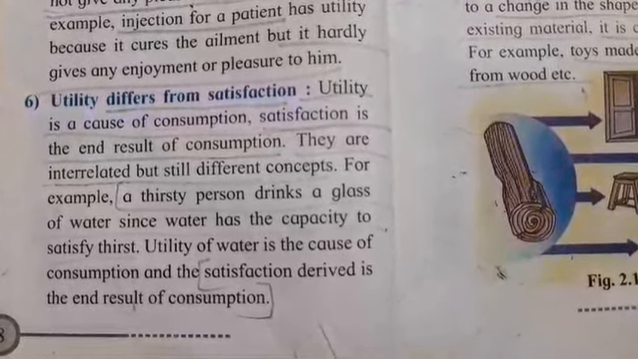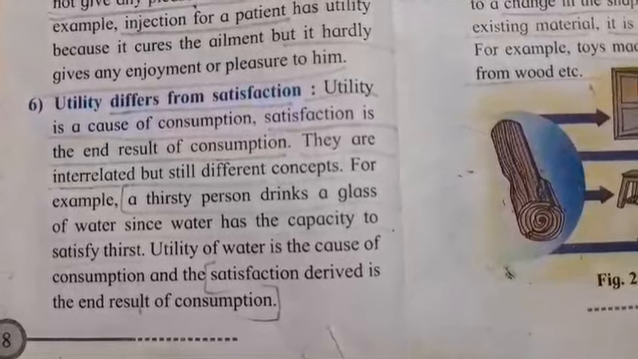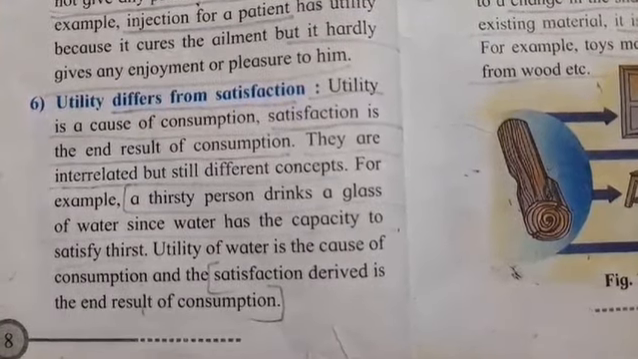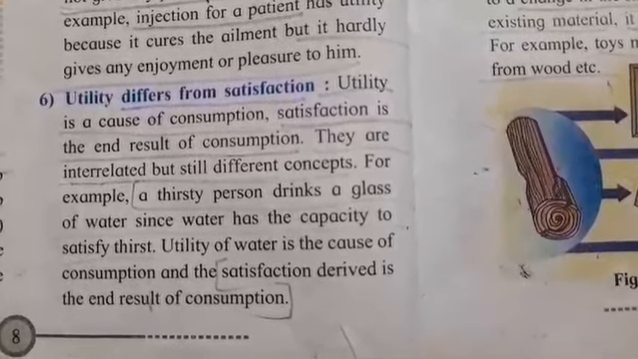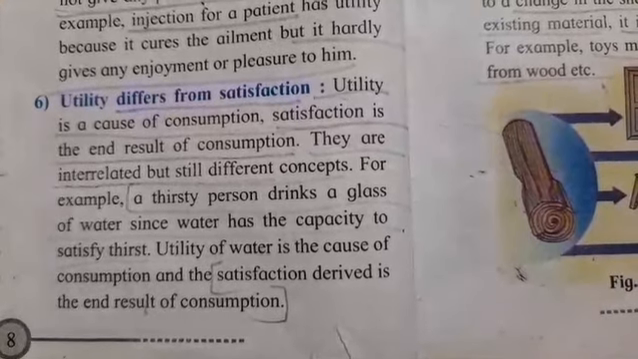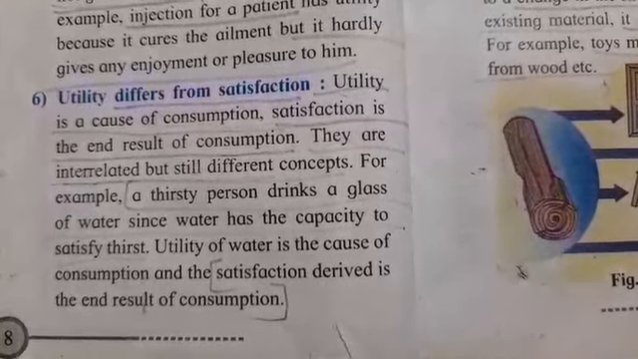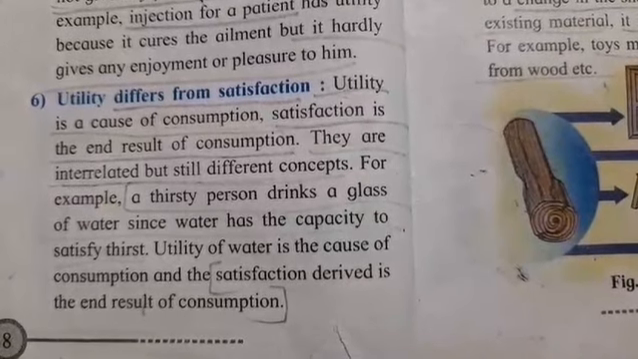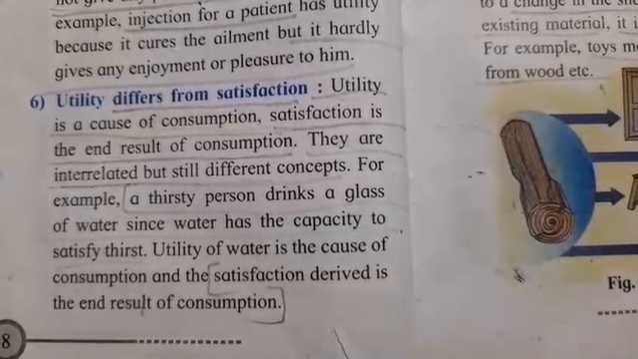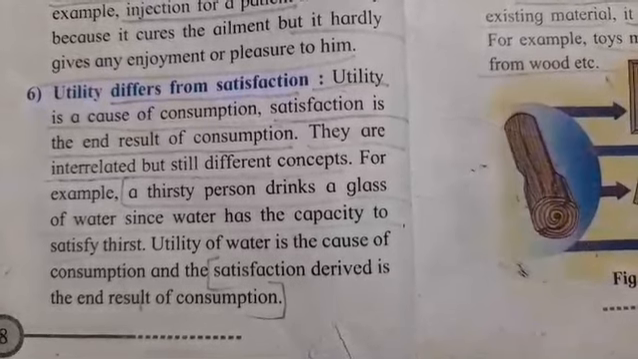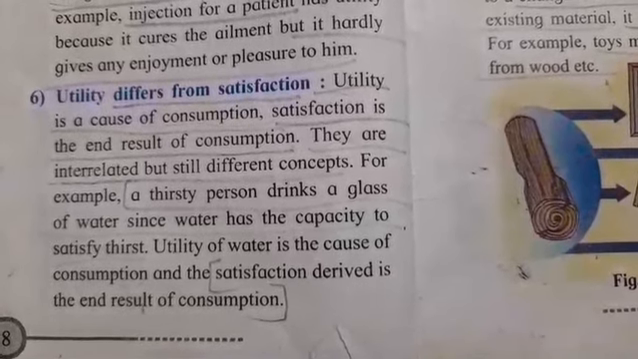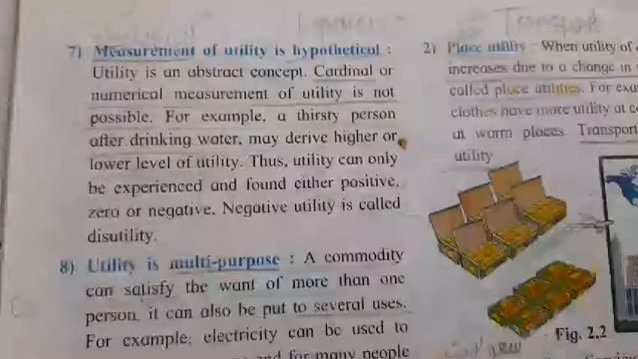Utility is a cause of consumption. Satisfaction is the end result of consumption. They are interrelated but still different concepts. For example, a thirsty person drinks a glass of water, since water has the capacity to satisfy thirst. Utility of water is the cause of consumption and the satisfaction derived is the end result of consumption.